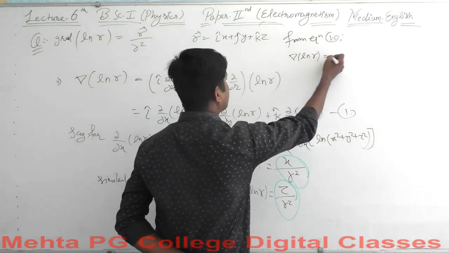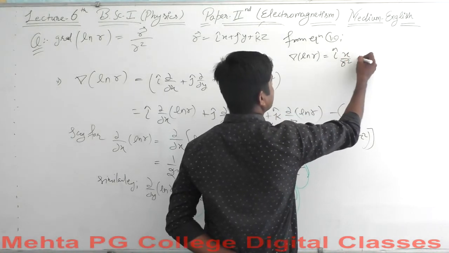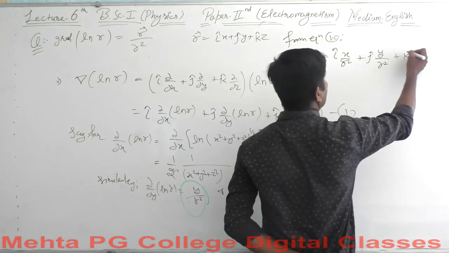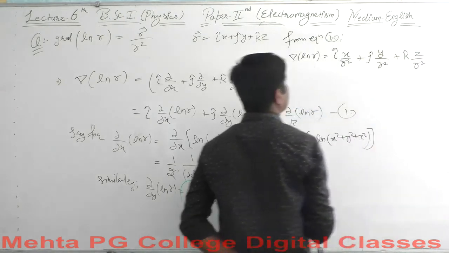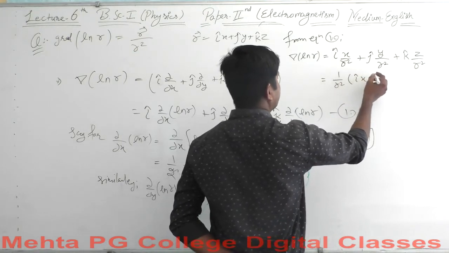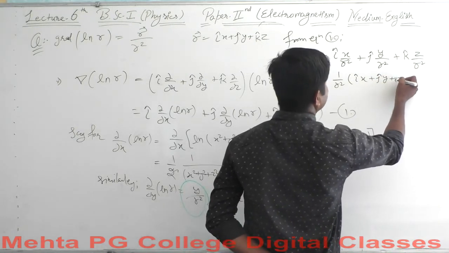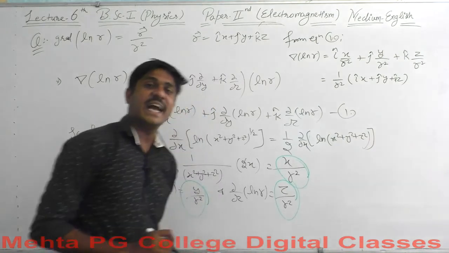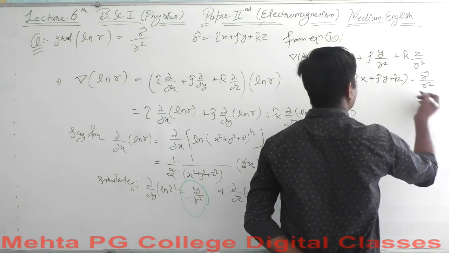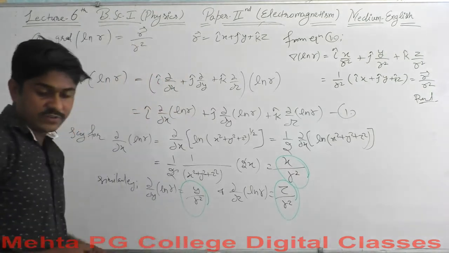Del ln of r is equal to i cap x upon r square plus j cap y upon r square plus k cap z upon r square. 1 upon r square can be taken common. The rest becomes i cap x plus j cap y plus k cap z, and this is what we were supposed to prove: r vector over r square. So this is proved. This is hence the proof. So we have proved our result there.